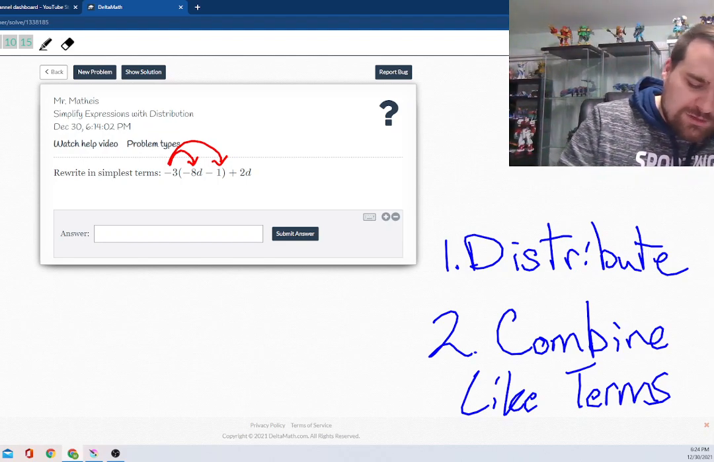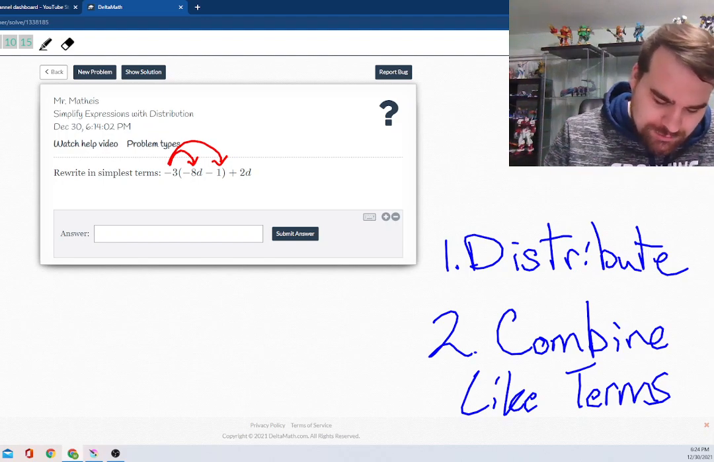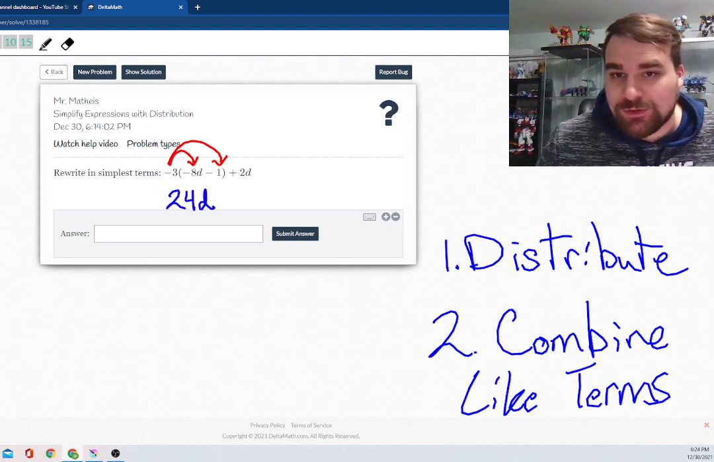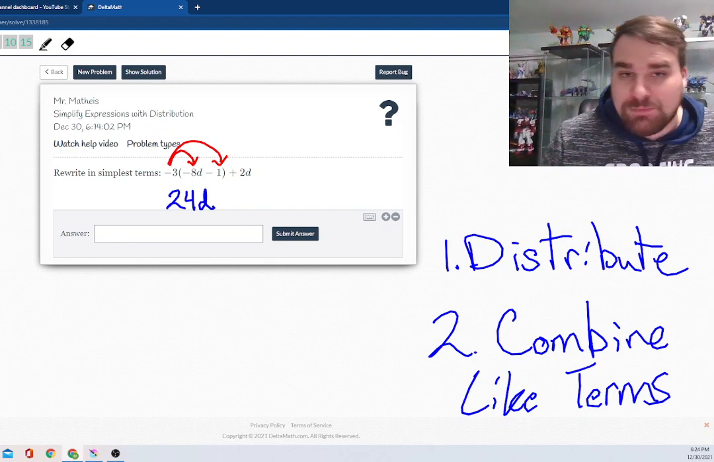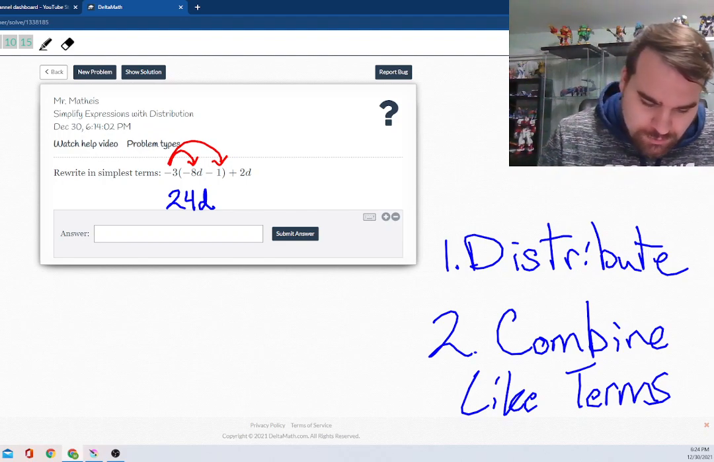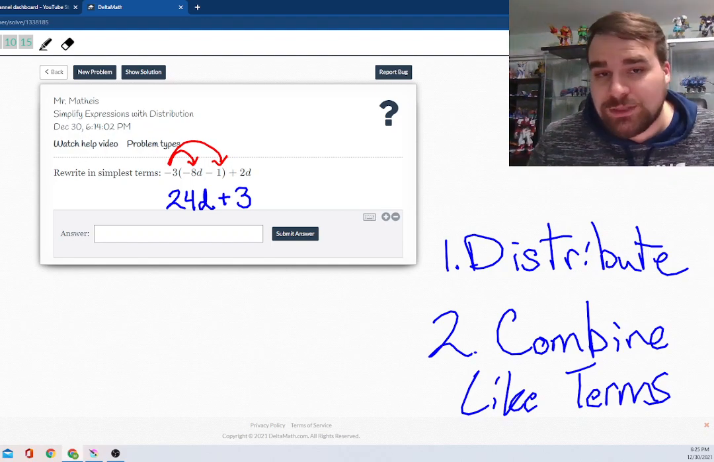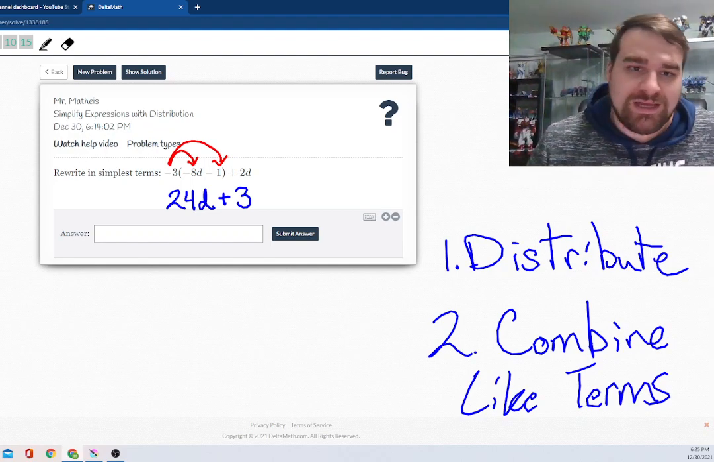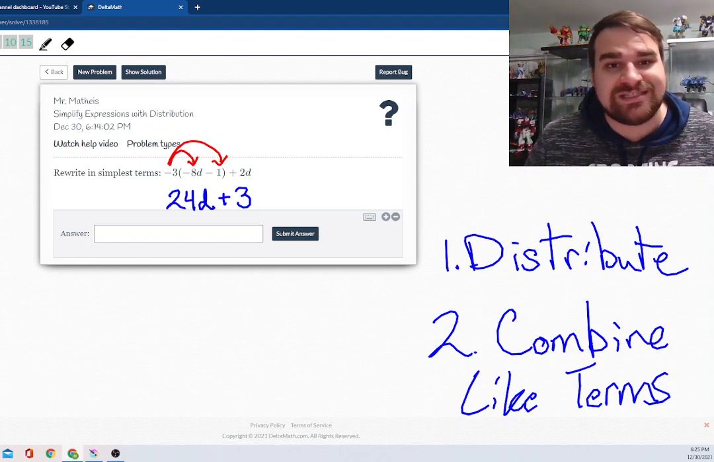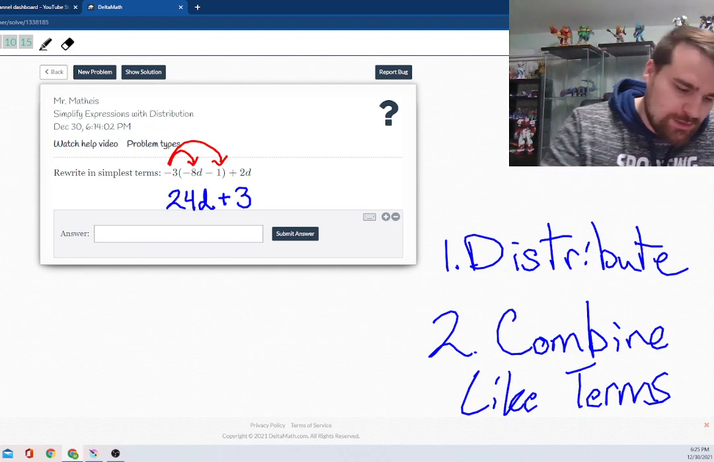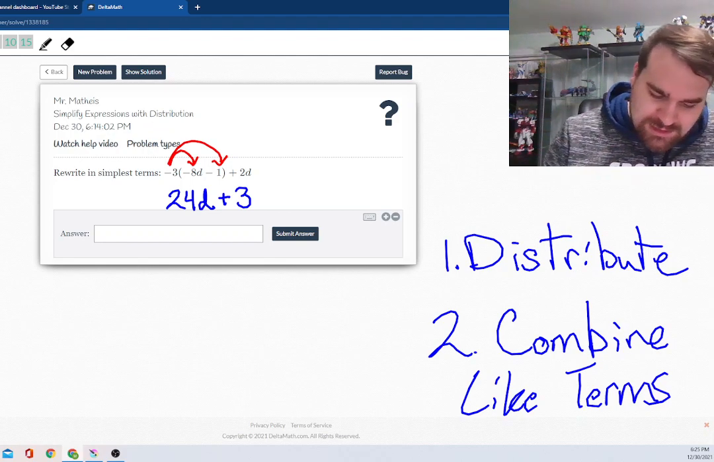-3 times -8d. Well, -3 times -8 makes 24. And then there's only one variable there, so that d stays the same. Now the -3 multiplies to the -1. When they multiply, we get +3. And those are the only two numbers it distributes to. It does not distribute to the 2d at the end because that 2d is not in the parentheses. So that stays the same and is just kind of going to get written on the end here, just like it began.